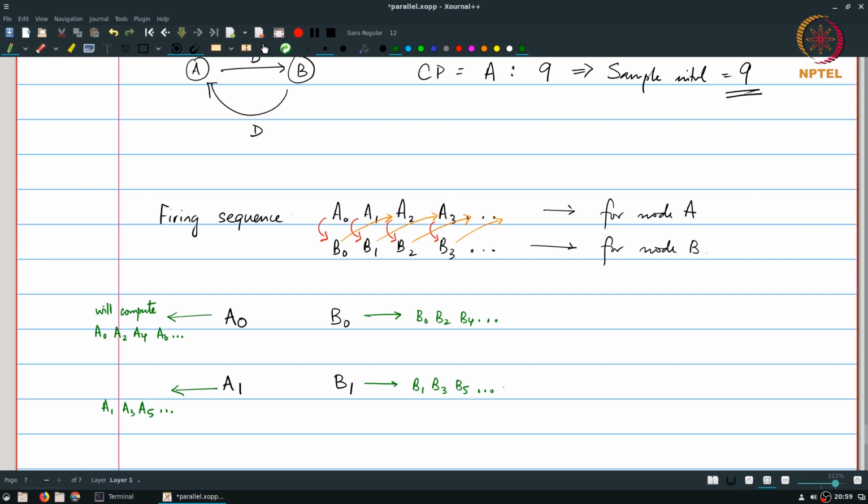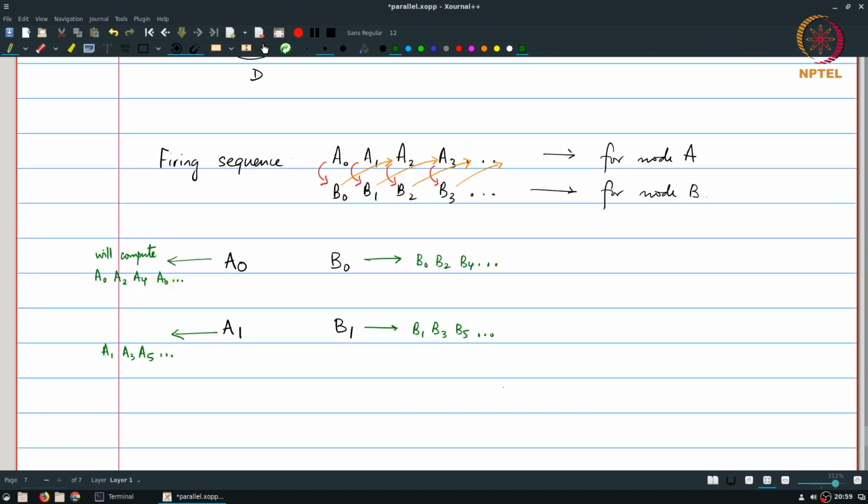So now how do I use this in order to put the edges between the different nodes that I have over there? Let's write out the firing sequence in a little bit more detail. Effectively what I have in other words is A0, A2, A4 being computed on one node, A1, A3, A5 on another node, B0, B2, B4 on one, and B1, B3, B5 on another.